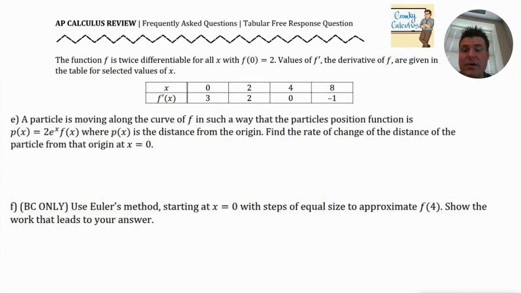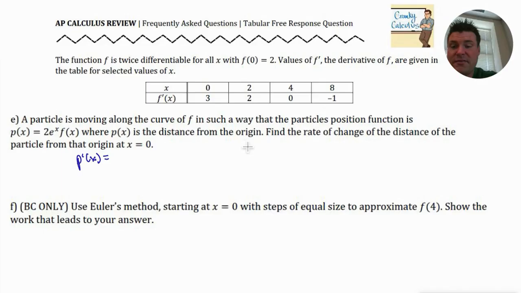So part E, a particle is moving along a curve of f in such a way that the particle's position function is p of x is 2 e to the x f of x, where p is the distance from the origin. Find the rate of change of the distance of the particle to the origin at x equals 0. So I'm trying to find the rate of change of p, which means I need to find p prime.